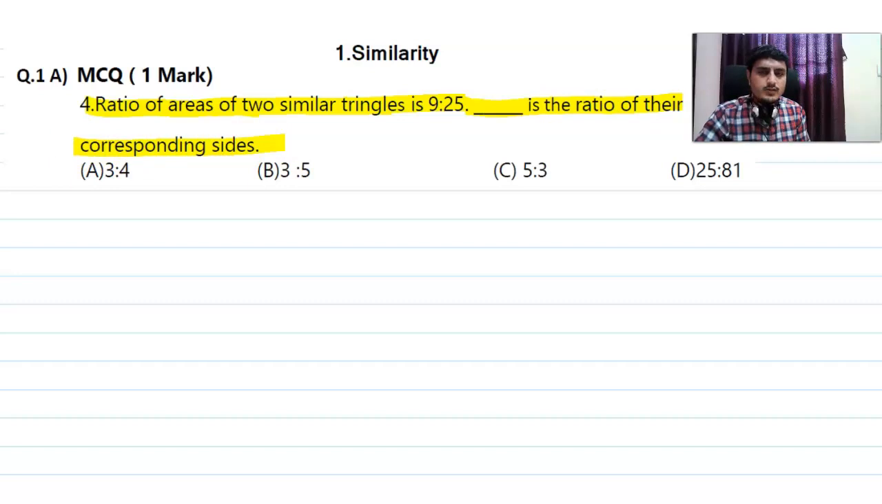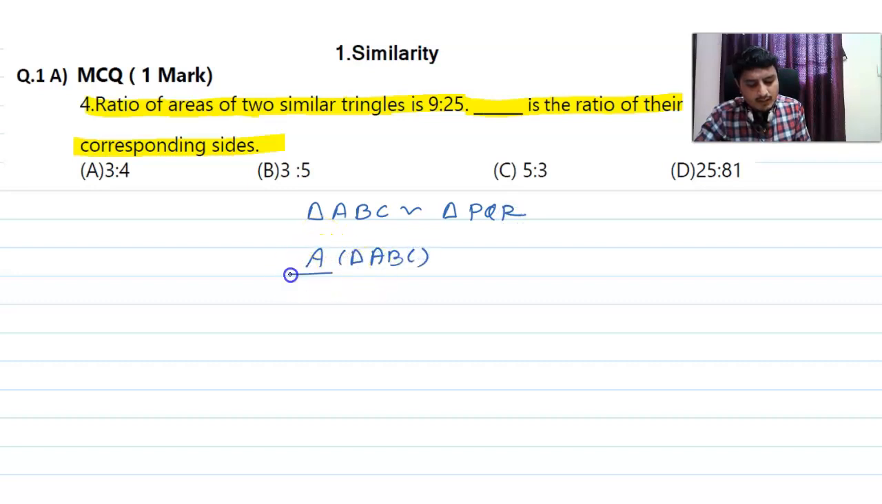Keep in mind, once we have to evaluate the ratio of the sides, we have to take the square roots, and once we have to evaluate the ratio of areas of two similar triangles, at that time we have to evaluate the squares. So we are assuming two similar triangles, triangle ABC and triangle PQR. Given area of triangle ABC divided by area of triangle PQR equals 9 divided by 25. We have to evaluate the ratio of their corresponding sides.